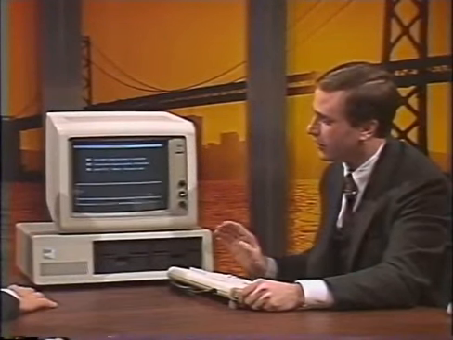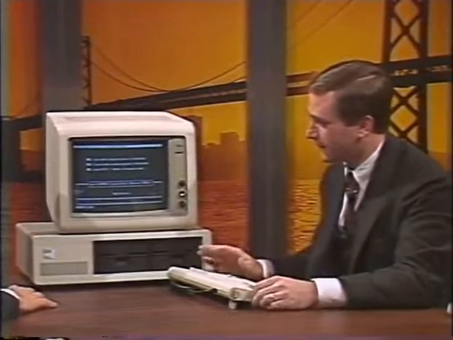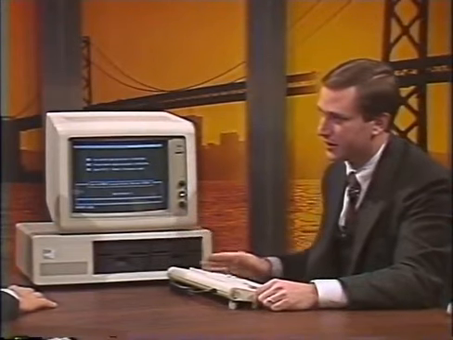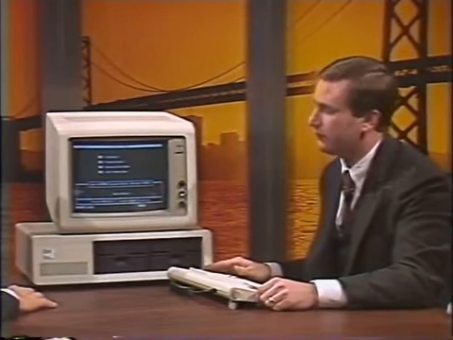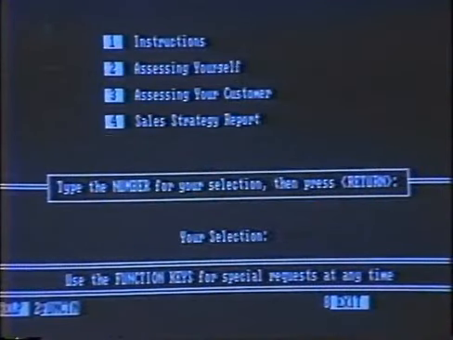Okay, we've completed that section, and again, we are going to go ahead and store that information simply by putting it out on the diskette. Okay, again, that was just a small sample of the normal dialogue that would take place. Exactly. We're at the main menu now, and we won't look at the instructions. We've already completed the assessing yourself. Let's go ahead and take a look at a customer I've already loaded in here.